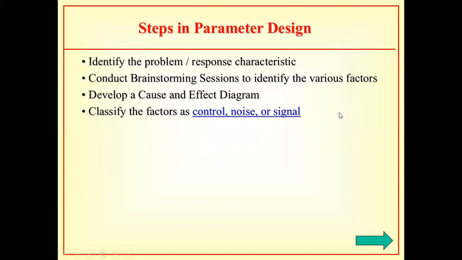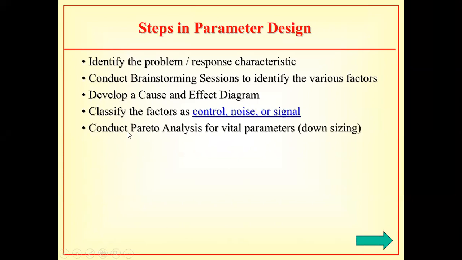Okay, once you identify all these parameters, then conduct Pareto analysis. Many people must know the 80-20 rule. What is the 80-20 rule? Most of the time, 80% of the problems can be corrected by only 20% of the causes. So out of 20 parameters, suppose there are only a few parameters that contribute more towards the surface roughness or surface finish.